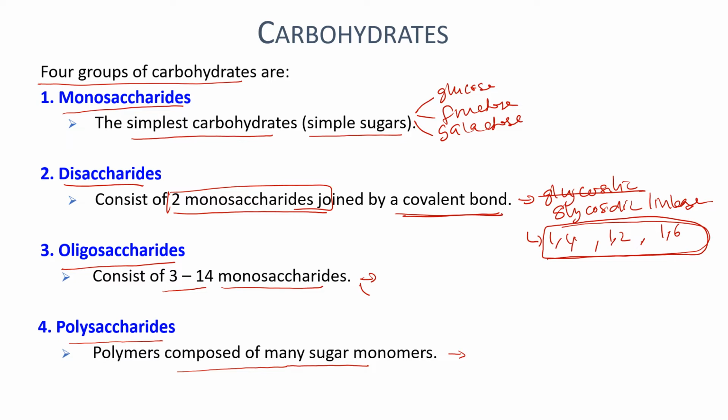And then cellulose is the component of the plant cell wall, for example. And then you have murein and also chitin. Okay, so murein is the component of the bacterial cell wall, and as for chitin, it is the component of the exoskeleton of insects. Okay.